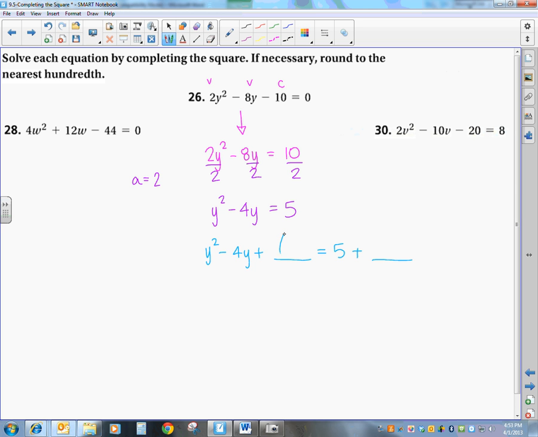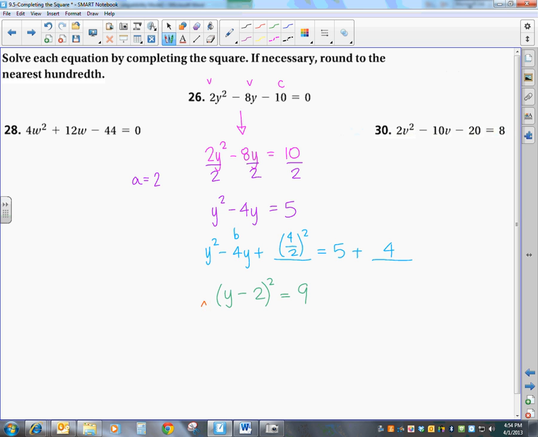So I take b over 2 squared. This is my b again. I'm using the b, the most recent b, not the one to start with in the problem. So that's b over 2 quantity squared. 4 over 2 is 2, and 2 squared is 4. And then the next step is to factor it to a PST, which is going to come y minus 4 over 2 quantity squared equal to 9.